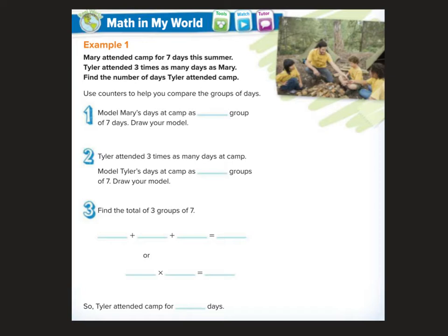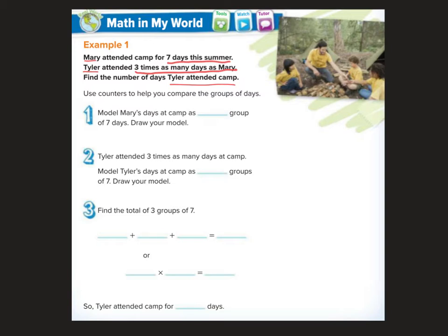Example 1. Mary attended camp for 7 days this summer. Tyler attended 3 times as many days as Mary. So I'm noticing the important parts here. Mary attended camp for 7 days this summer, and Tyler attended 3 times as many days as Mary. Find the number of days Tyler attended camp. So this is our final outcome there.